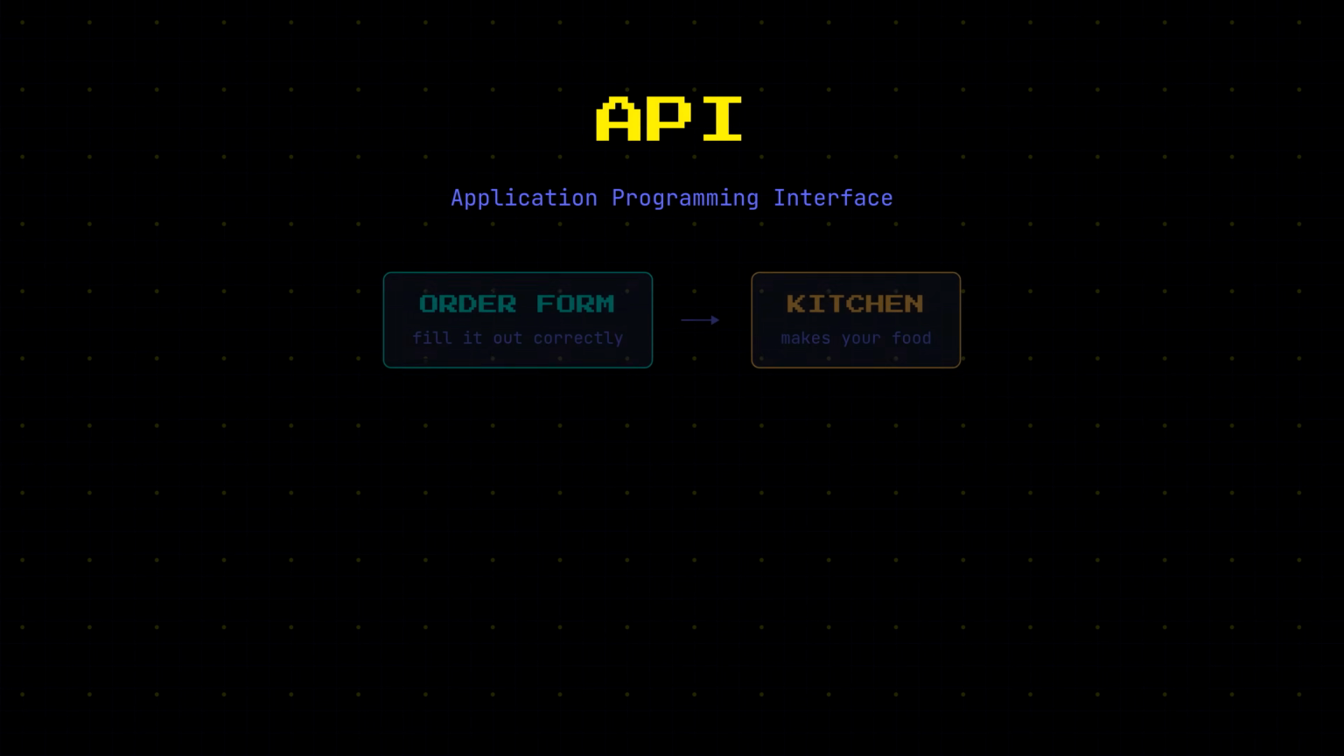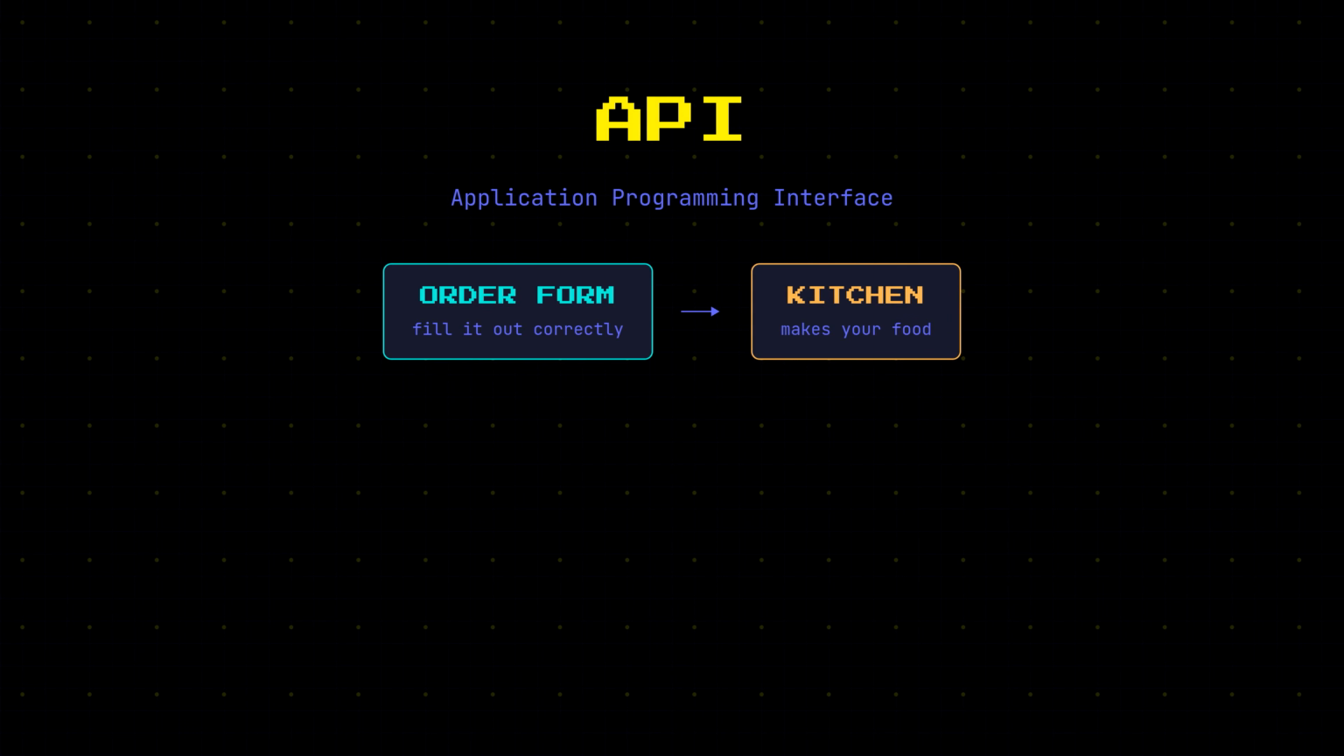The communication happens through an API, an application programming interface. Think of it like a standardized order form. You fill it out correctly, send it in, and the kitchen makes your food. OpenAI provides an API so developers can use the same models that power ChatGPT in their own programs. To make API calls from Python, you use an SDK, a software development kit. It's a library that handles the formatting and communication for you, so you don't have to write raw HTTP requests.